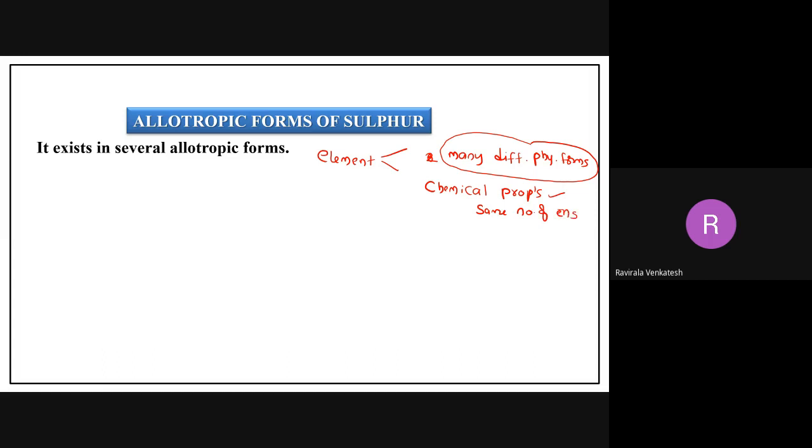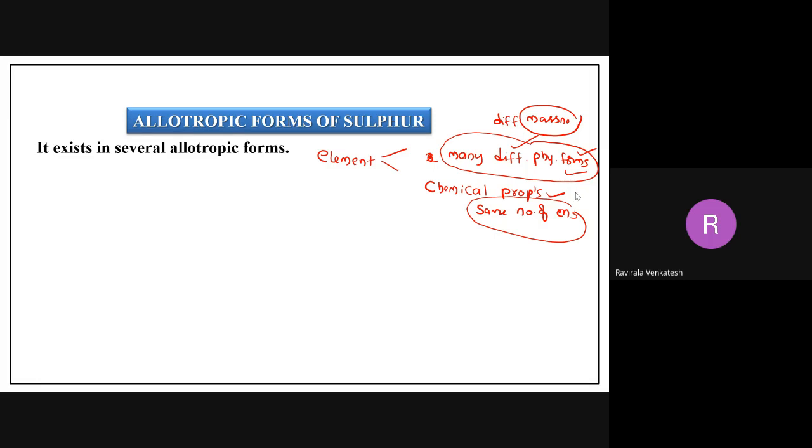Same number of electrons. And why are they exhibiting different physical properties? Because they have a different mass number. Whenever the mass number is different, their physical properties will be different. Whenever they have the same number of electrons, their chemical properties are the same. So allotropes exhibit different physical properties and the same chemical properties.